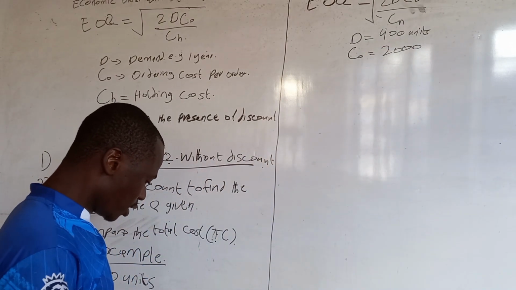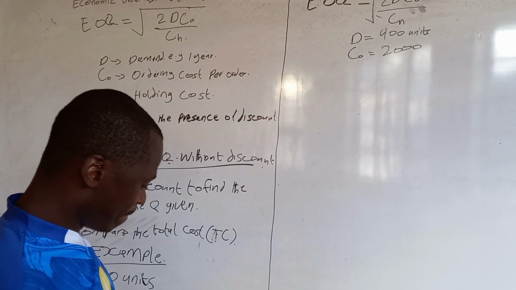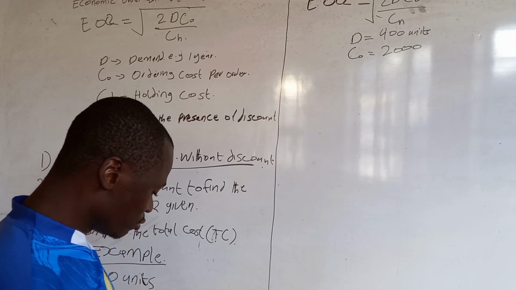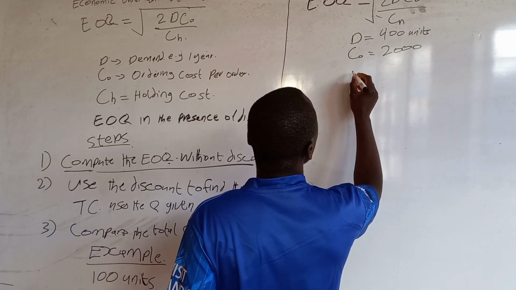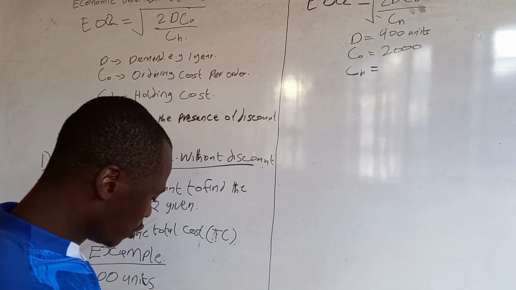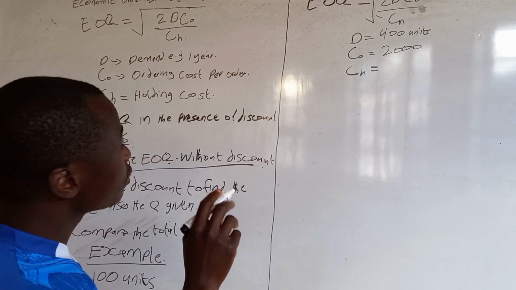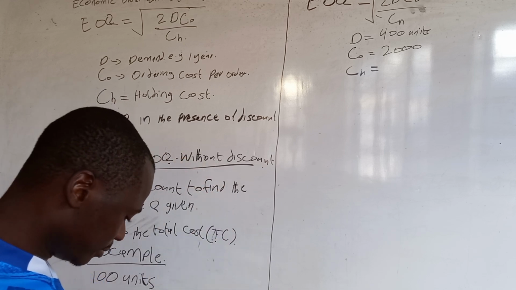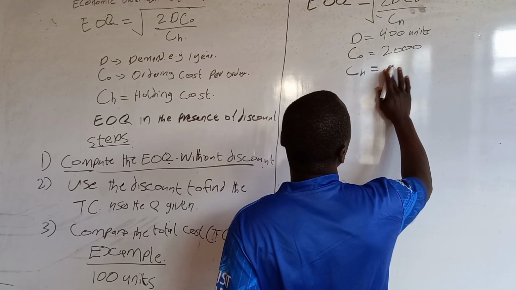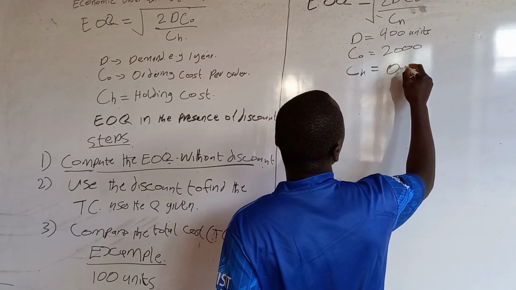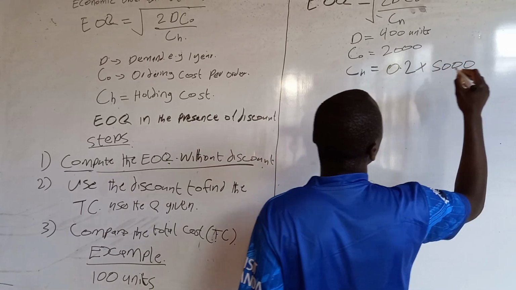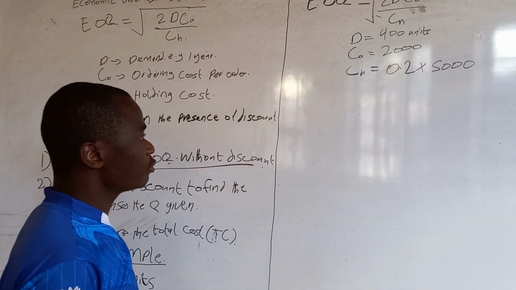Been told to be 2,000. And then cost per unit. We have also been given the CH, that is the holding cost. Holding cost, we are being told it is 20% of the cost per unit. And therefore, CH here would be 0.2 times 5,000. 5,000 is the cost per unit.